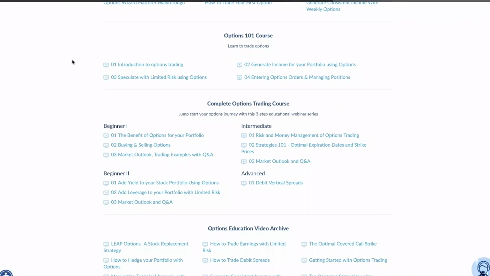Is there a way to start options trading on a stock that doesn't have options? No, you cannot trade options on stocks that are not yet optionable. Only stocks that are optionable can you trade options on.